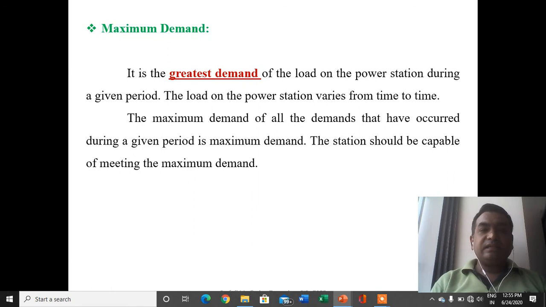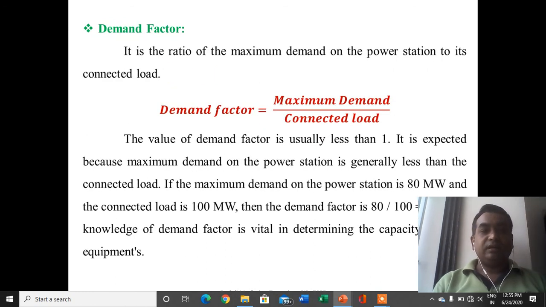Maximum demand. It is the greatest demand of an electrical power system during a given period of time. This maximum demand on a power station may vary from time to time. While designing an electrical power system, it should be capable enough to meet this maximum demand. Demand factor. Demand factor is defined as the ratio of maximum demand to the connected load. It is usually less than 1, and is important in determining the capacity of various equipment being used in the electrical power system.